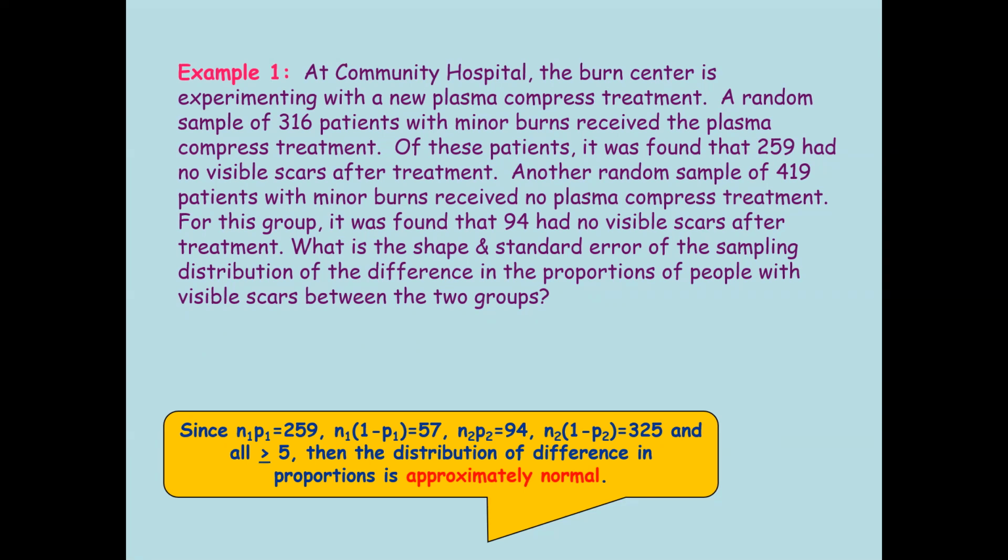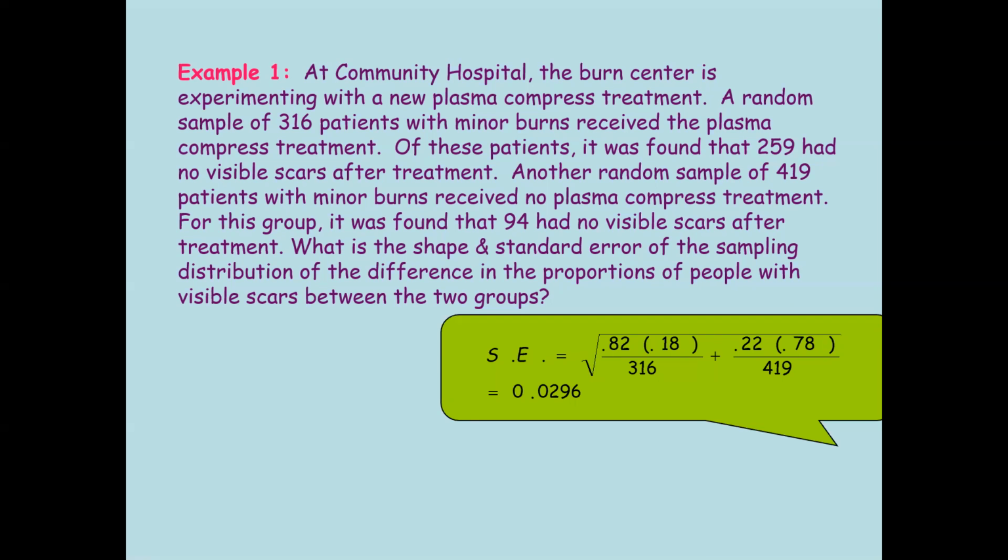n2 p2: your second sample size is 419 times 94 out of 419. The 419s cancel, you're left with 94, above 5, check. And n2 times 1 minus p2 is 419 times 1 minus 94 out of 419, which gets you 325, above 5, check. So therefore, we do have approximately normal. If we find the standard error using the big square root formula, we get a value of 0.0296.